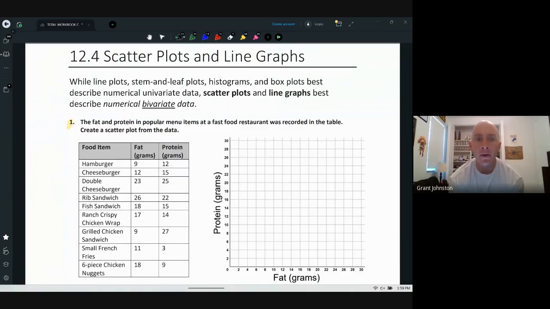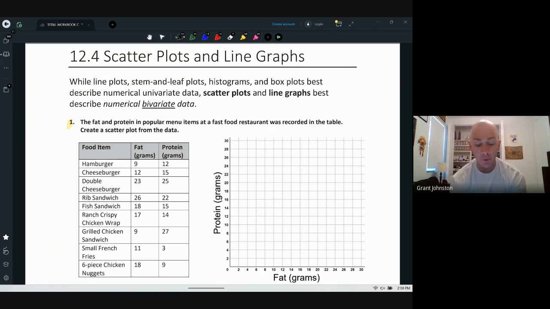Scatter plots and line graphs. So it says, while line plots, stem and leaf plots, histograms, and box plots best describe numerical univariate data, scatter plots and line graphs best describe numerical bivariate data. So remember, we know there's two variables. Like for instance, on this problem here, you can already tell by how the axes are labeled. We're going to be talking about the two variables of fat and then protein. So that's what we're looking at.